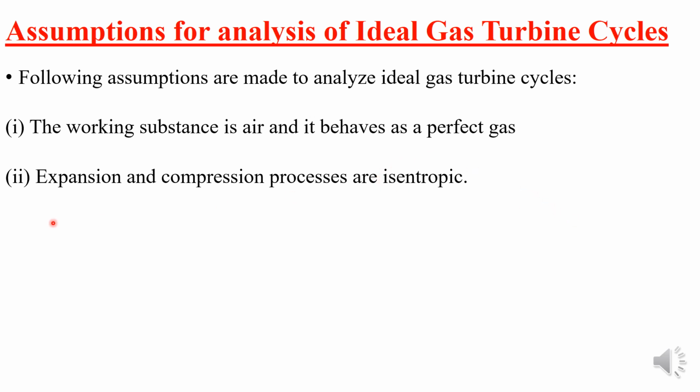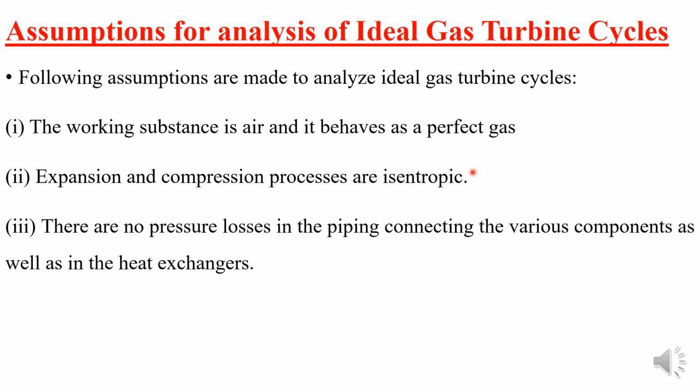That means during expansion as well as compression, heat cannot enter or leave the system. Next, there is no pressure loss. We have various components in the cycle, and these components are connected by piping, where there will be bends. That loss is not considered during the analysis of the cycles.